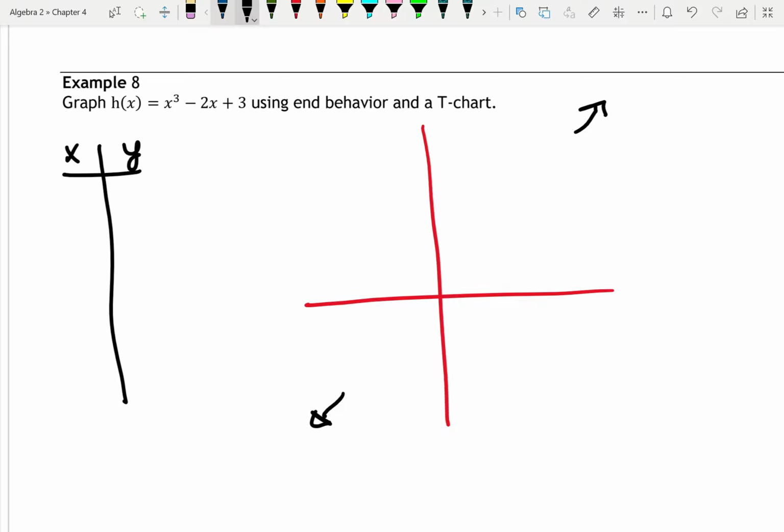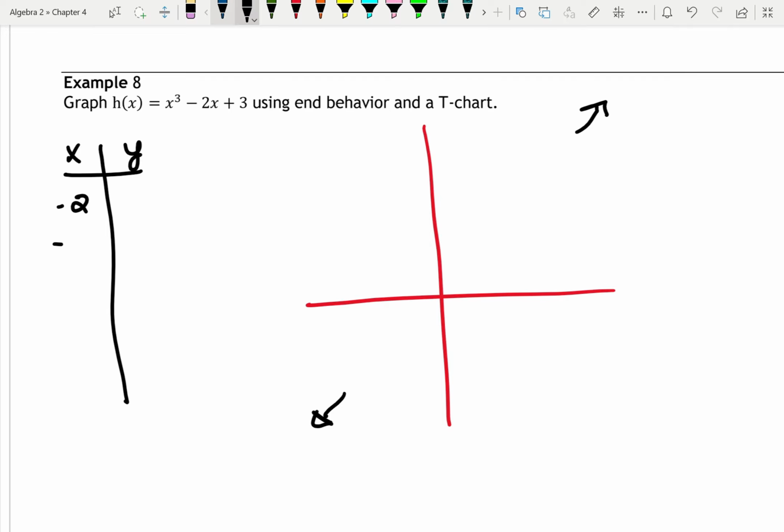So the points that I'm going to plug in are -2, -1, 0, 1, and 2. And I also want to say you can't plug in too many points. I mean that as in, you can always plug in more if you wanted to. If I wanted to plug in -3, that would always be good. It would just make your graph better, more precise. So if I plug these points in, I get -1, 4, 3, 2, and 7.